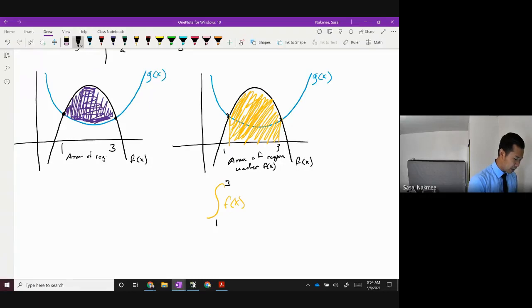Anyone know where I'm going with this? Anyone have an idea what's happening? How do I do that? I want it between f of x and g of x. Well, if I only do f by itself, I get this whole thing in orange, don't I?